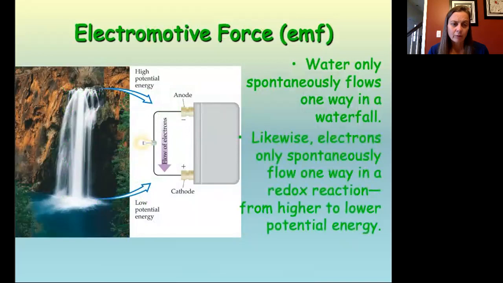Just like water only flows one way in a waterfall, it's always going to flow down. It's never going to flow up. Electrons only flow spontaneously in one direction in a redox reaction. They're going to flow from the higher potential energy to the lower potential energy, just like the water falls from this area of high potential energy, because it's up high, to this area of low potential energy. And just as this potential energy is converted to kinetic energy, here we are converting potential energy to electrical energy.